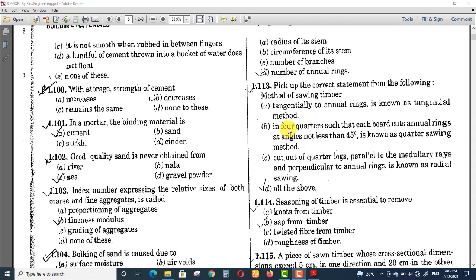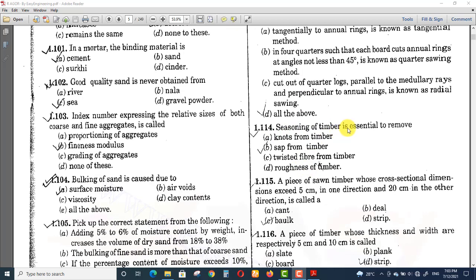This option is right. If we cut the wood into 4 quarters and each quarter is not less than 45 degrees, then that sawing is called quarter sawing method. This option is also right. The next is cut out of quarter logs parallel to the medullary rays and perpendicular to annual rings is known as radial sawing. This option is also correct. So that means all three methods of sawing timber are correct. So the right option will be all of the above.